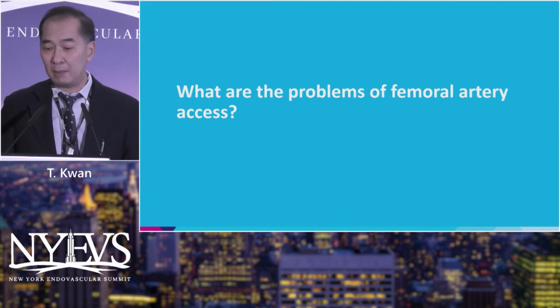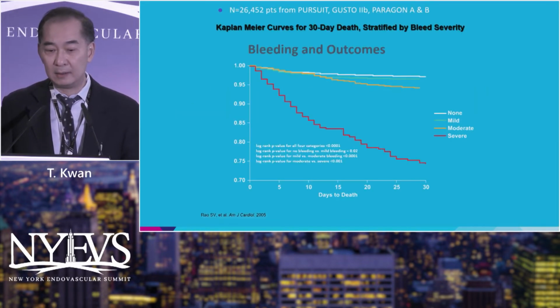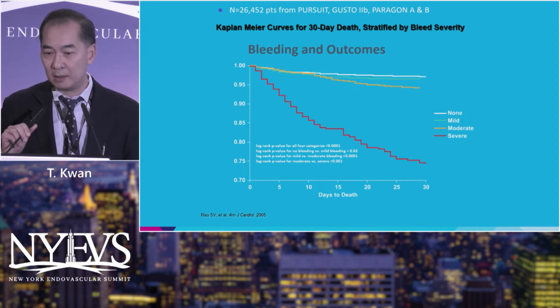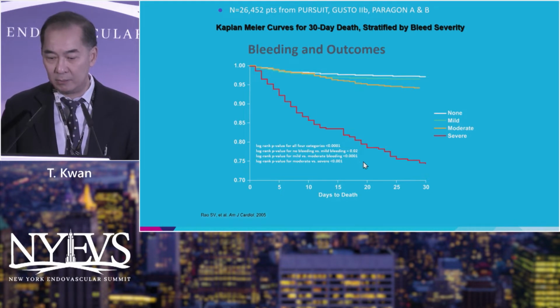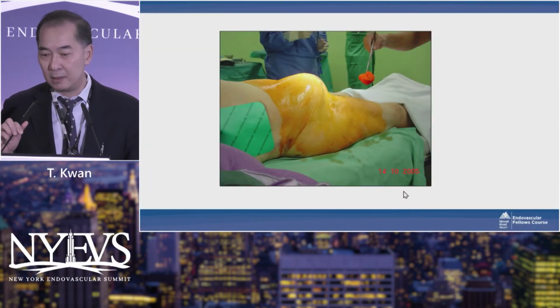The problem for the femoral access is, this is an old slide. I think all relate to the bleeding severity. If you have no bleeding, I think the outcomes are really good. If you have severe bleeding, blood transfusion, etc., you don't have a good outcome. And this slide you see multiple times in a conference.